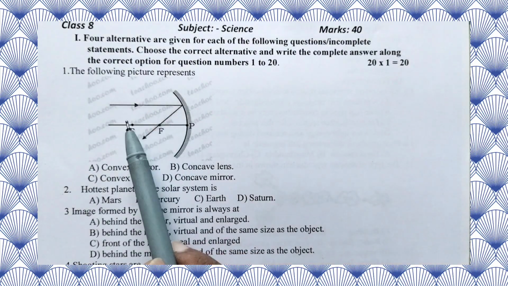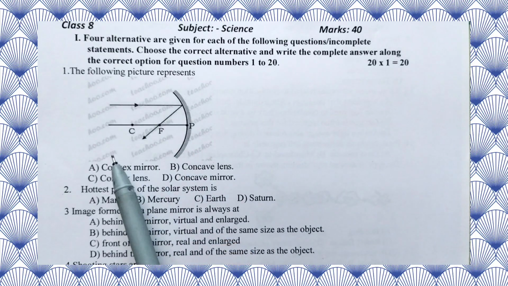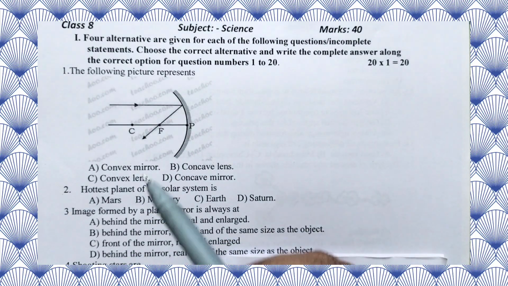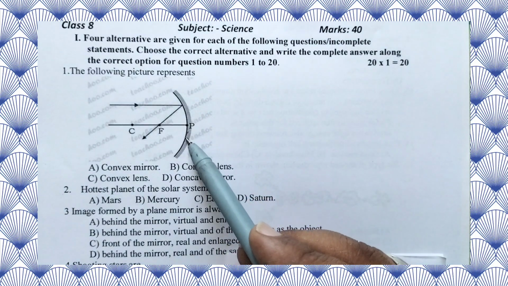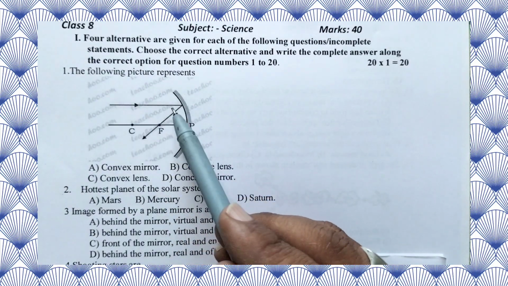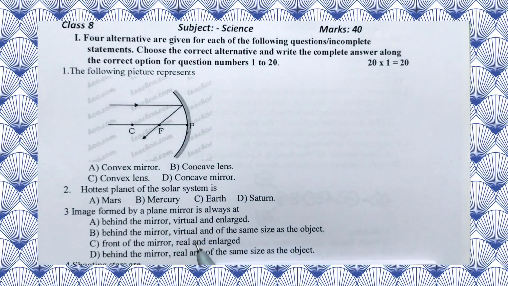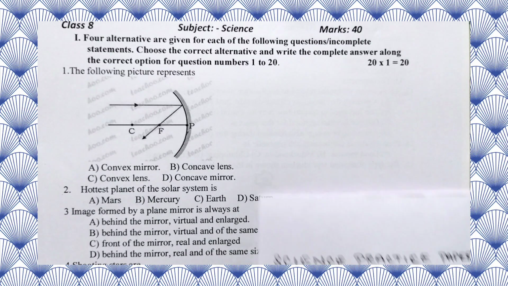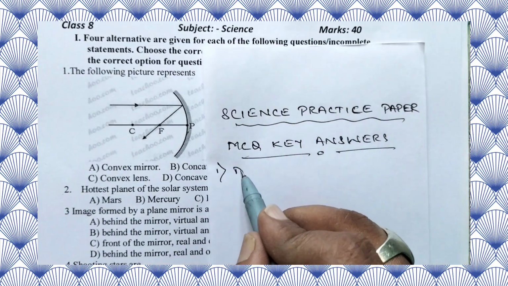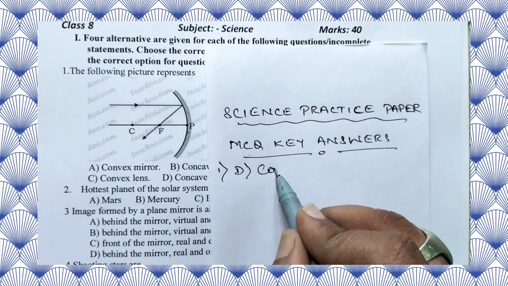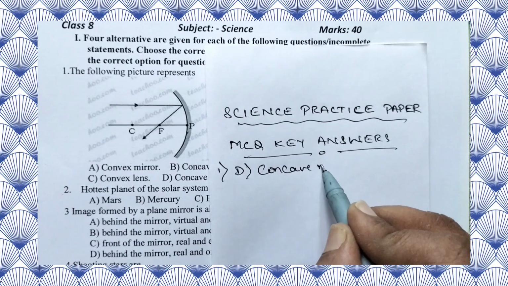So here if you observe this, it is a concave mirror because the inner surface is the reflecting surface, and hence it is a concave mirror. So for the first question the right answer is option D, concave mirror.